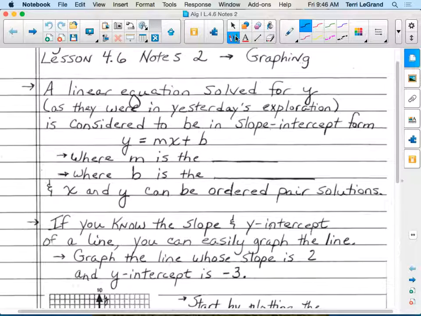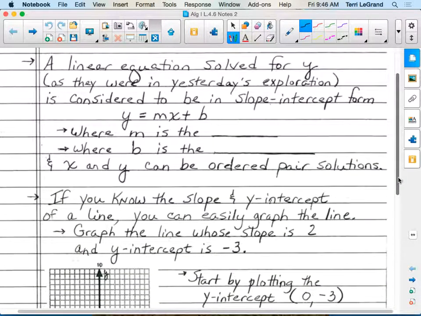Okay? So, I say a linear equation solved for y, as in yesterday's notes, is considered to be in slope-intercept form. So in other words, we know that when we have y alone equal to the x term on the other side and a constant maybe being added to it or subtracted from it, we have slope-intercept form.